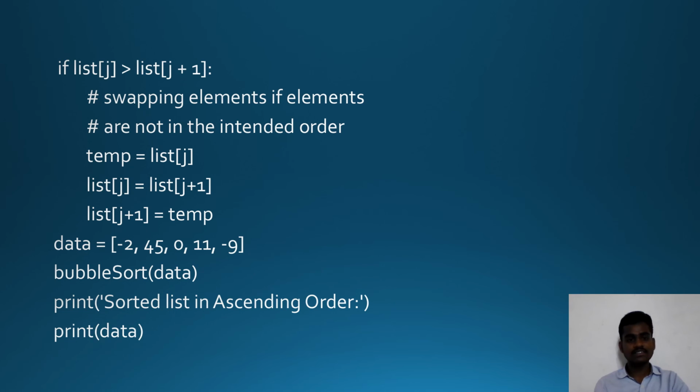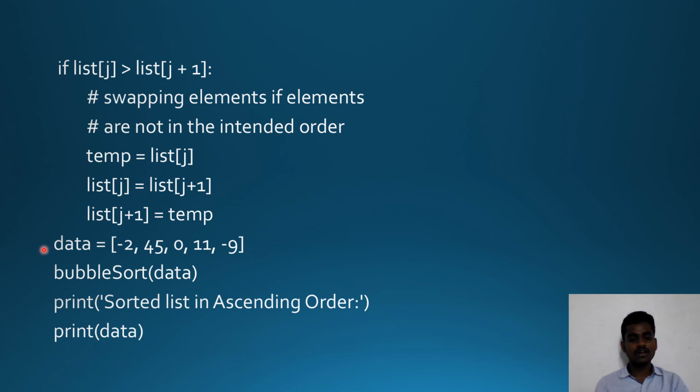Let's compare two elements using an if statement: list of j is greater than list of j plus 1. Swapping the elements if the two elements are not in the intended order: temp is equal to list of j, list of j is equal to list of j plus 1, list of j plus 1 is equal to temp. Here we are closing the function. We are completing the definition of the function.